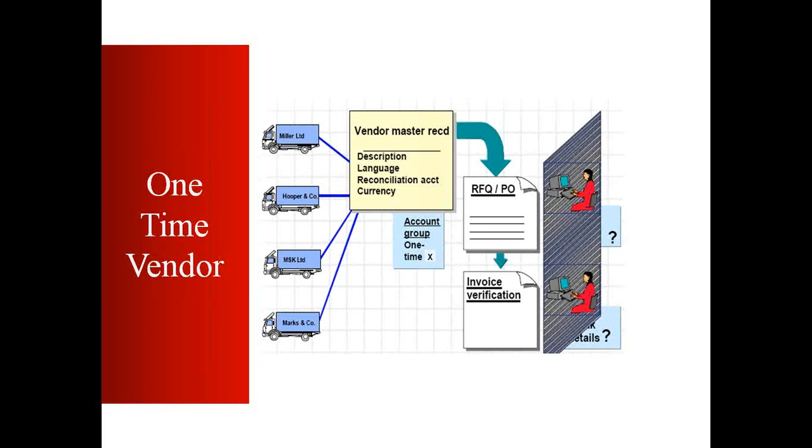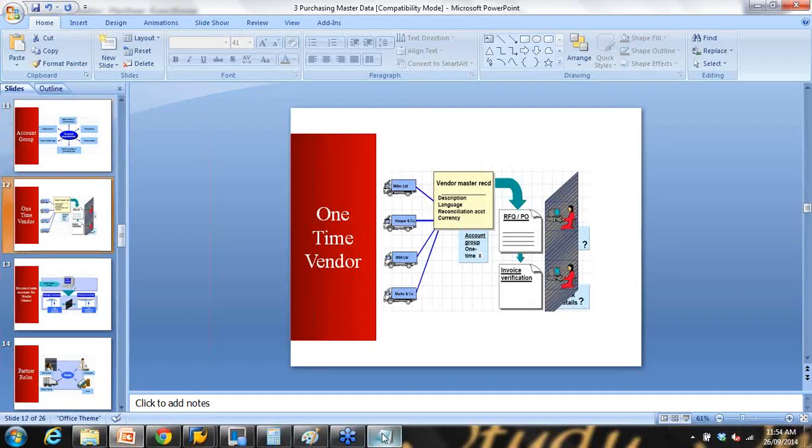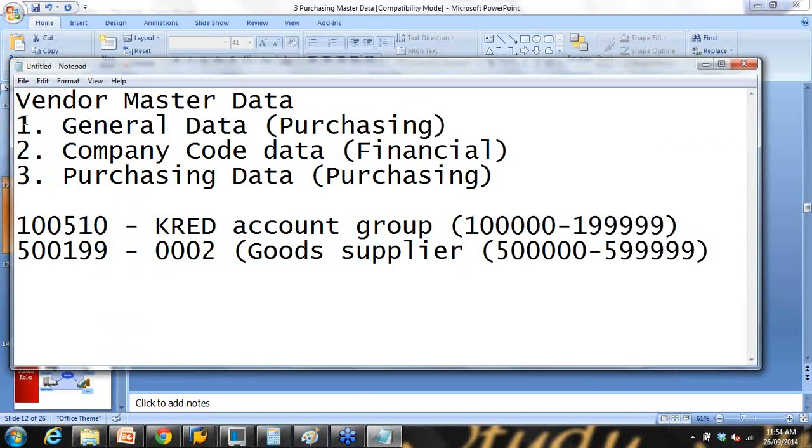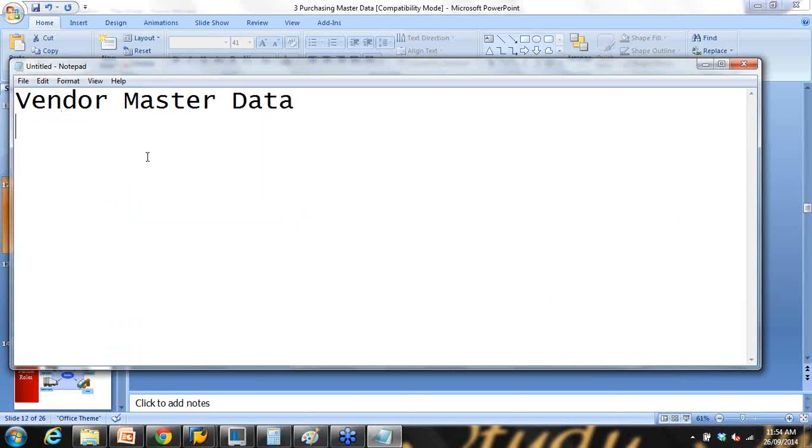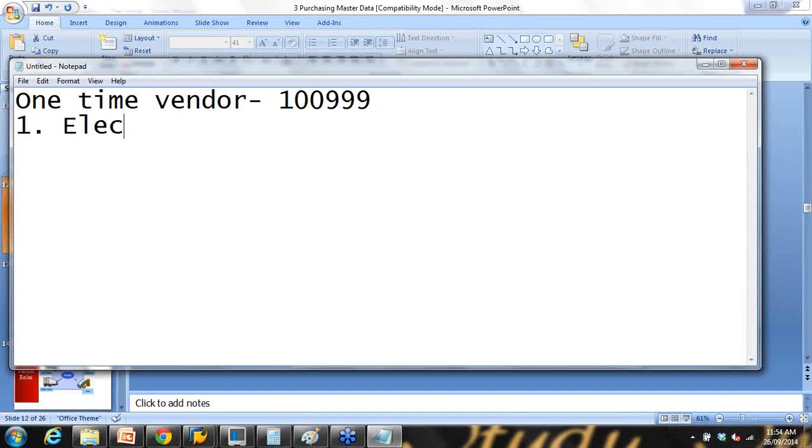In this case, what we do is we create a common vendor which is called a one-time vendor. Say the vendor number is 100,999, for example. If today I need to call, say, an electrician to fix something, and I know it is a one-off for any reason, then I can use this number to create a purchase order for this electrician.